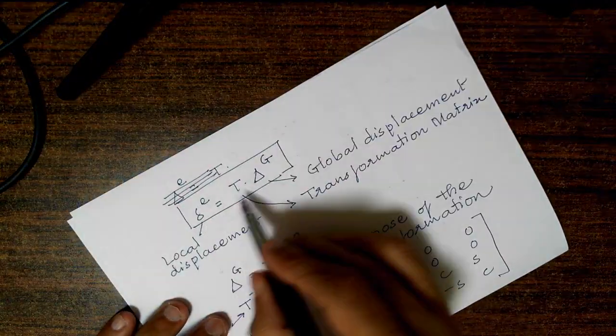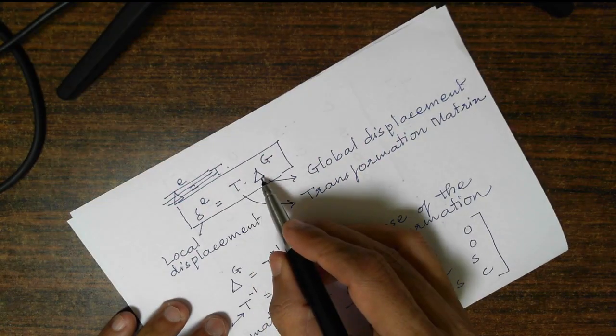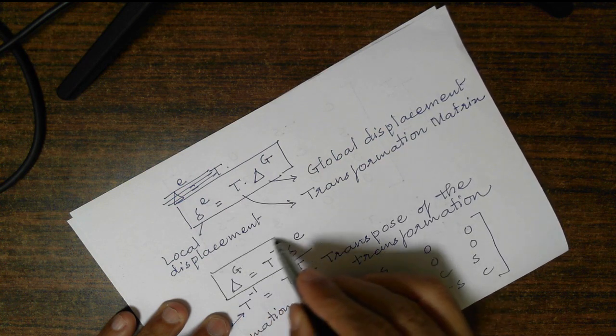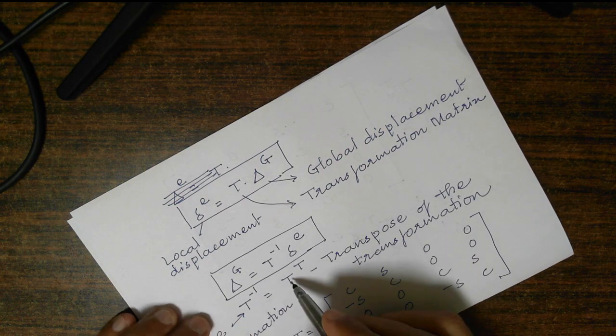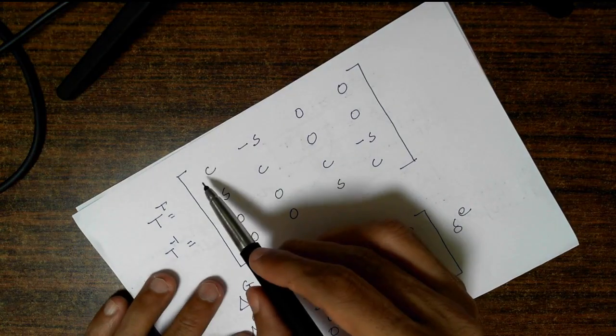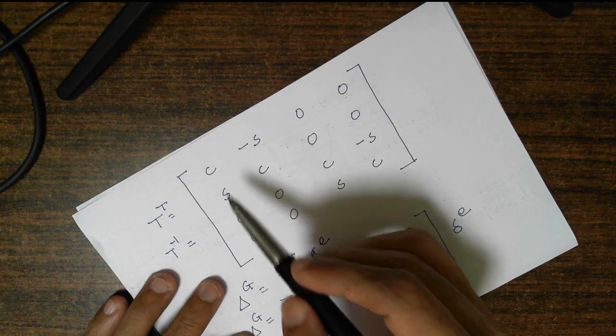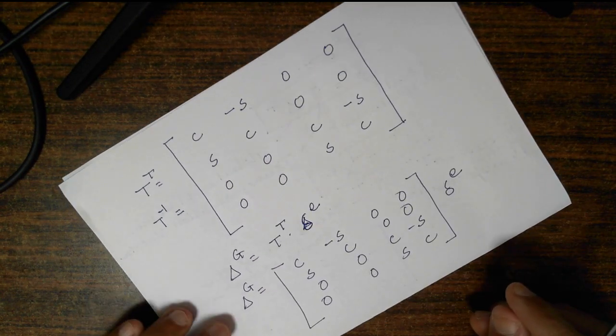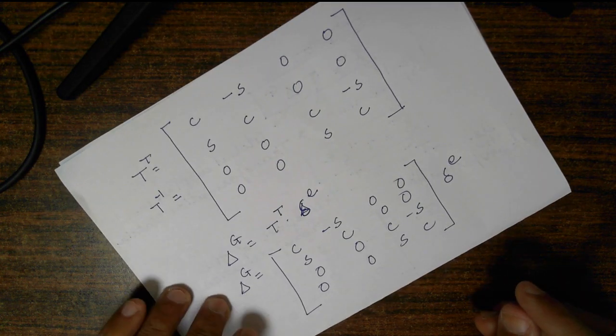You have seen delta element is equal to T delta global. Therefore delta global is equal to T inverse delta element, and since T inverse is T transpose, we can write the transpose of the transformation matrix like this. This means we have converted that particular first row into first column and so forth. So this is the relationship we need to remember and we need to execute at a later stage.